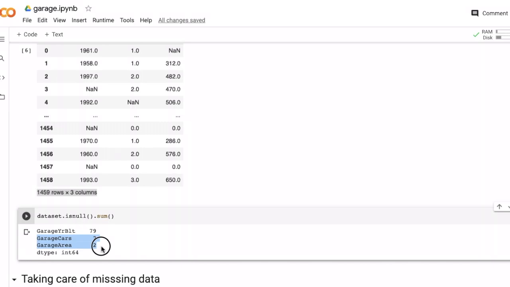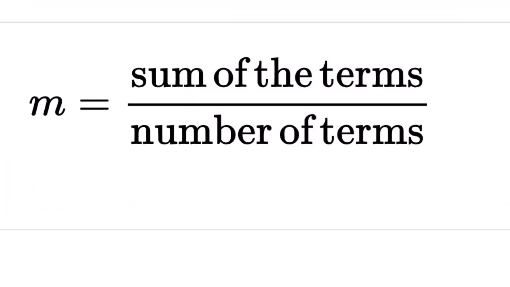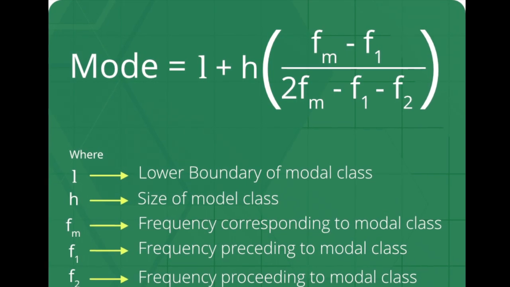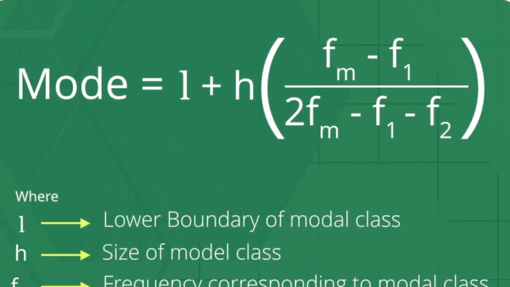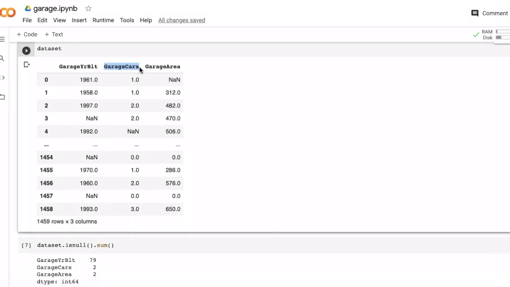Before we code for our missing data, first, what is mean and mode? Mean is equal to the sum of all the elements upon the number of elements. In simple language, mode is the most common value in our feature. As you can see here, garage cars contains repeated values from 0 to 4. So for repeated values, we are going to use the most common value, which is the mode method.